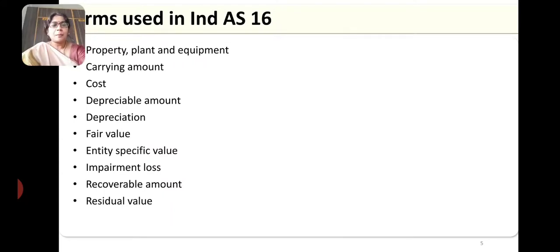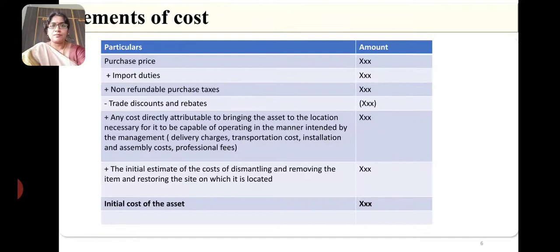So, let us see how to recognize the value of the asset. I have given a small format for calculating the initial cost of the asset. First and foremost, we start with the purchase price, which is also called the invoice price. What is the actual invoice price which we have paid? Usually the invoice price includes the GST and VAT, so it should always be inclusive of it.